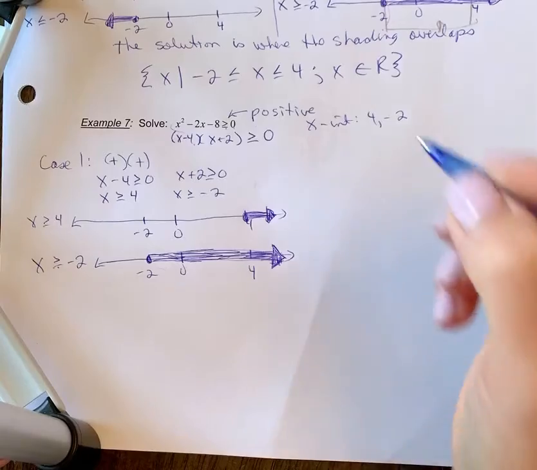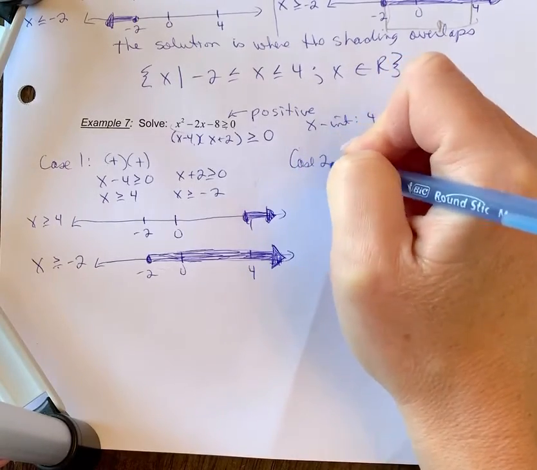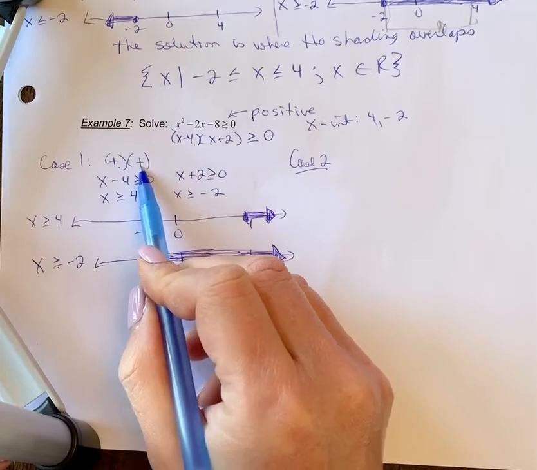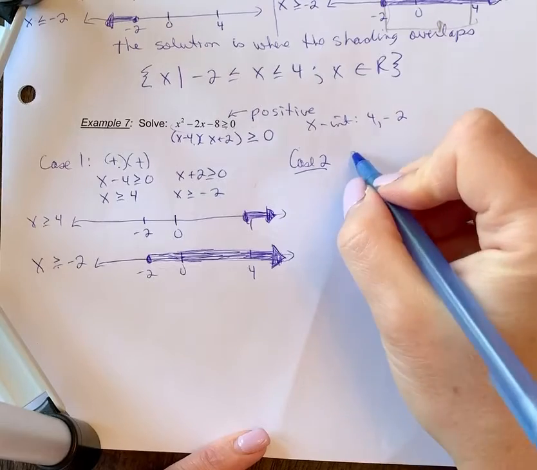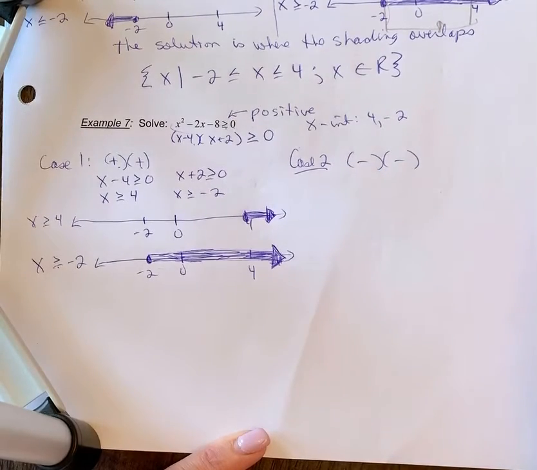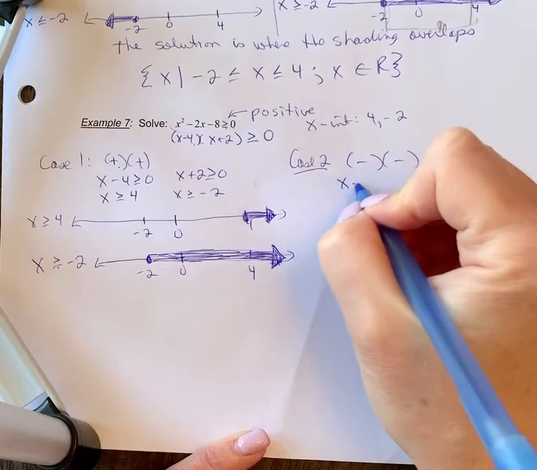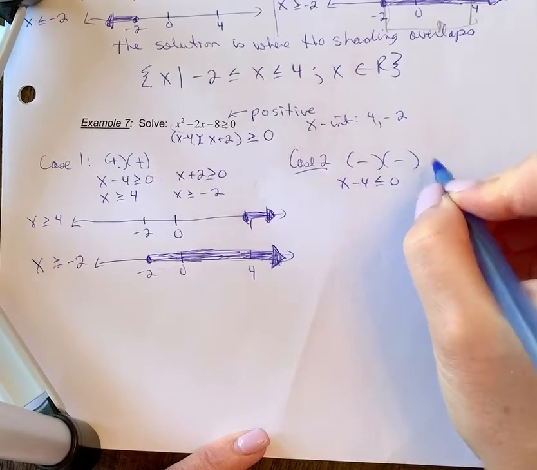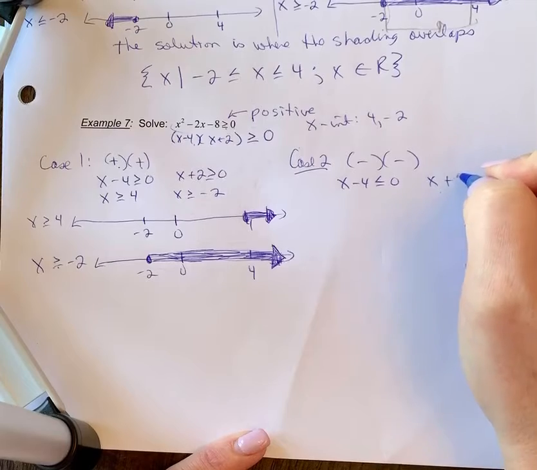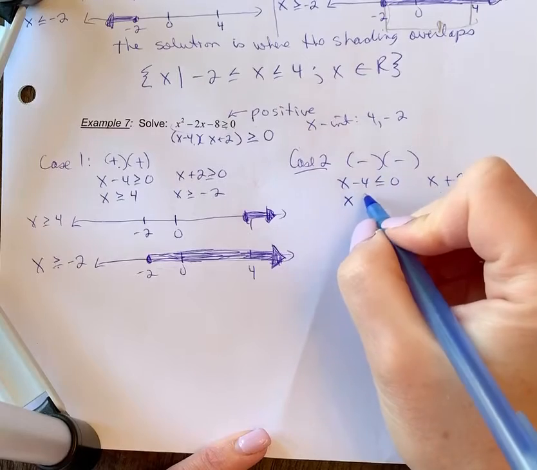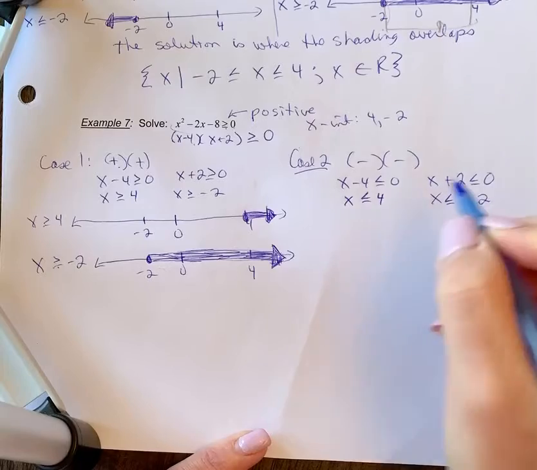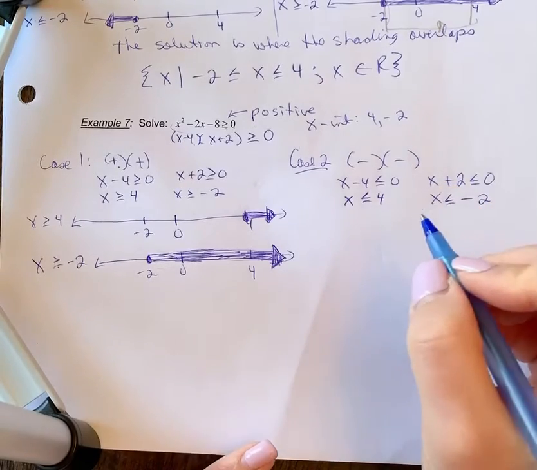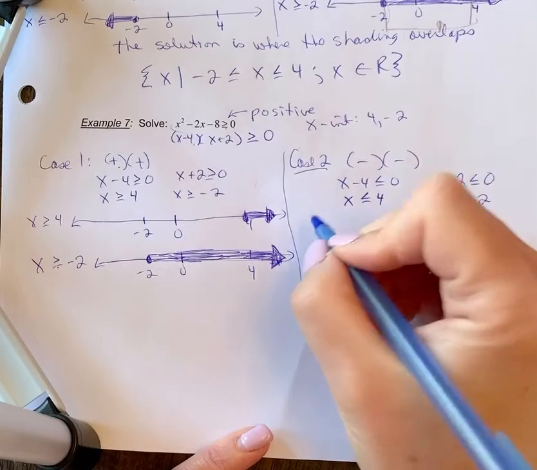Okay, so now we're going to look at case 2. Case 1 was a positive times a positive. So two factors that are positive are going to make a positive number. The other way I can get a positive number is two negatives multiplied together. That would mean the first factor is less than or equal to 0, and at the same time the second factor is negative. So now that would give me x is less than or equal to 4, and x is less than or equal to negative 2. For this case, I'm just going to put a line here so we don't get things mixed up.